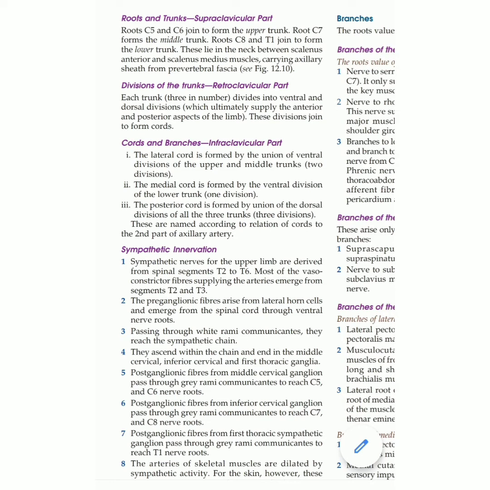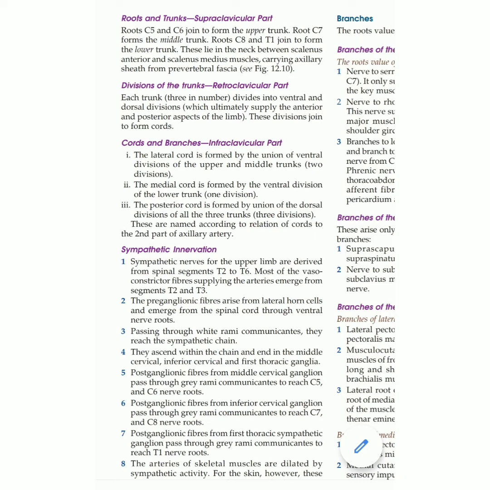First, the lateral cord is formed by the union of the ventral divisions of the upper and middle trunks, 2 divisions. Second, the medial cord is formed by the ventral division of the lower trunk, 1 division. Third, the posterior cord is formed by the union of the dorsal divisions of all the 3 trunks, 3 divisions.